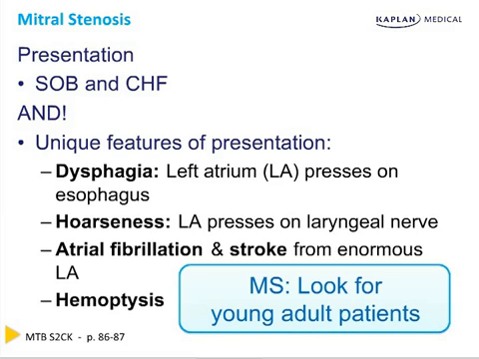when they were 10 or 12, and now they're 36, and now you're like, oh man, why are you short of breath today? I don't know. Let me hear. Oh, click, click, click. Oh, I hear an opening snap. Are you having short of breath? Yes, I am. Are you having hoarseness and dysphagia? I don't know. Let me swallow. Oh, that sucked. Yep, you must have mitral stenosis.